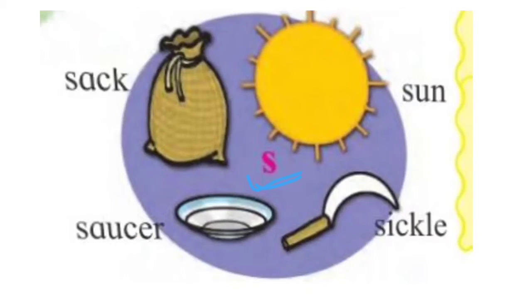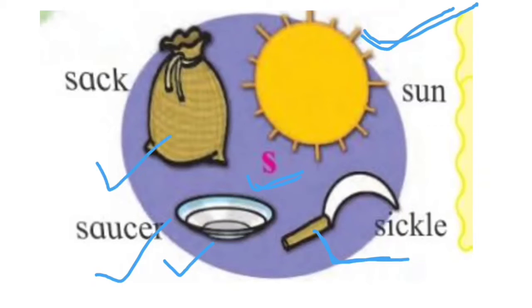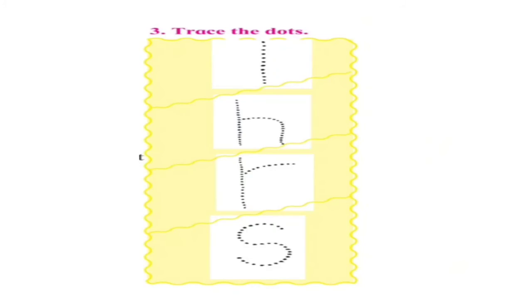S. S. What is the phonic sound of S? Sun. Sun. Sickle. Sickle. Saucer. Saucer. Sack. Sack. Understood? Very good.